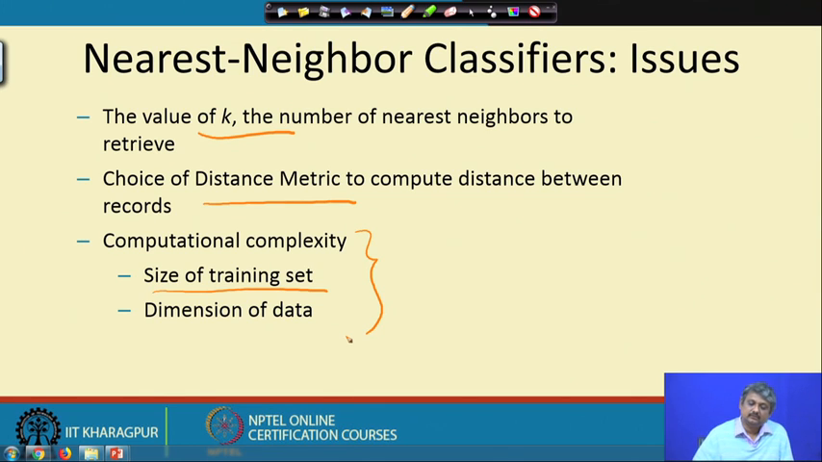So, we will just quickly discuss some thumb rules, there is no theory, some thumb rules to decide on these parameters.